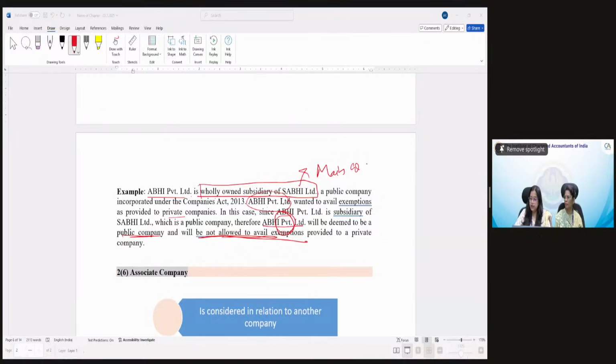Yes, you can write about the paid up share capital in the public company, and nothing is given as of now. Yes, their definitions can be asked directly also.